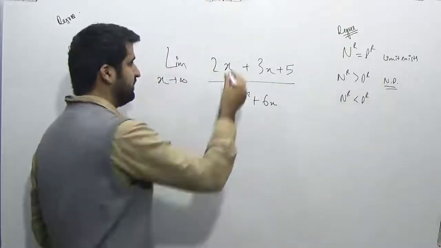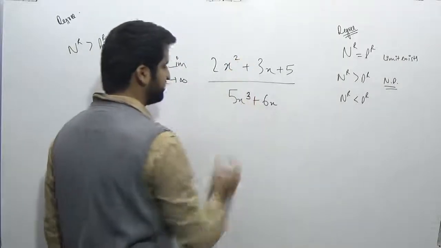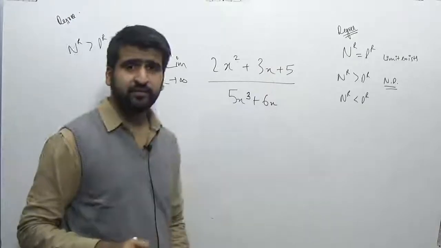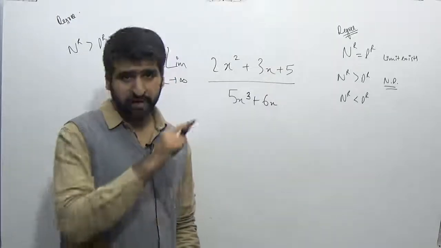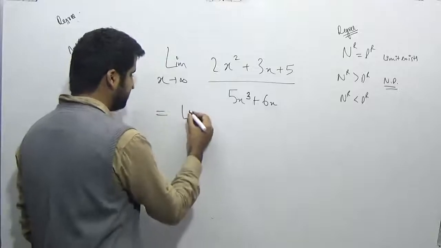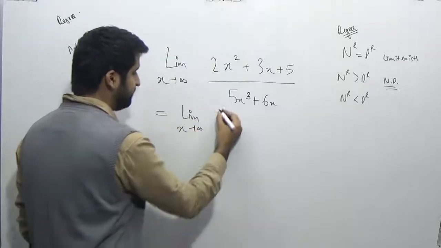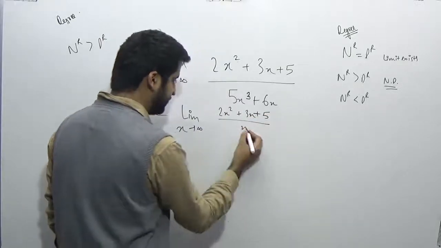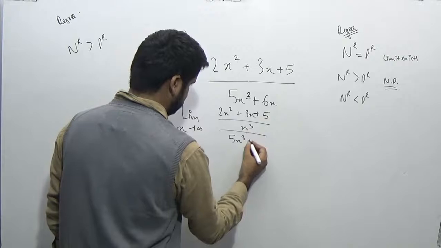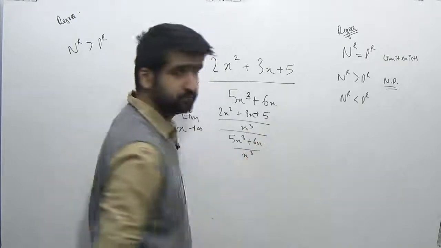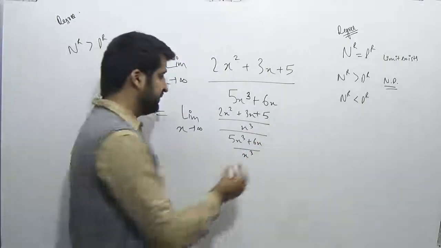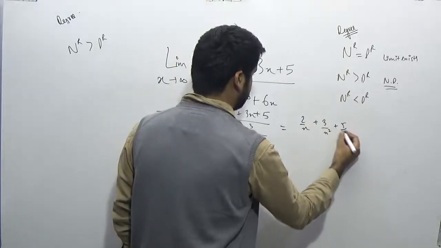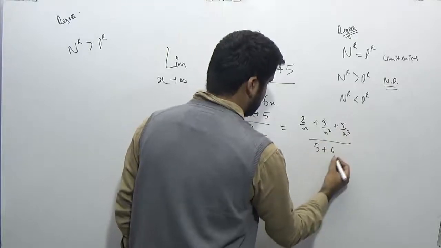I'll just modify this question. I'll make this x square and this is 5x cube. Okay, so let's try to see this question now. Now I have to divide both numerator and denominator by x cube. So what I'll do is limit x tending to infinity, 2x square plus 3x plus 5 divided by x cube, divided by 5x cube plus 6x upon x cube. This will be the value of the limit, and this can be written as 2 upon x plus 3 upon x square plus 5 upon x cube divided by 5 plus 6 upon x square.